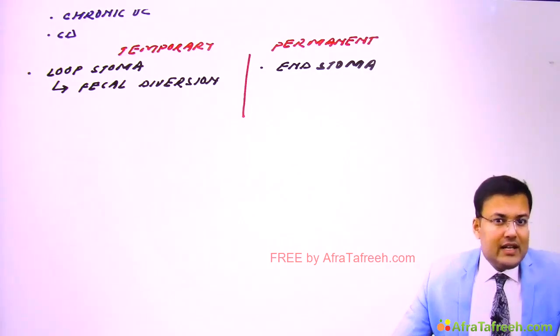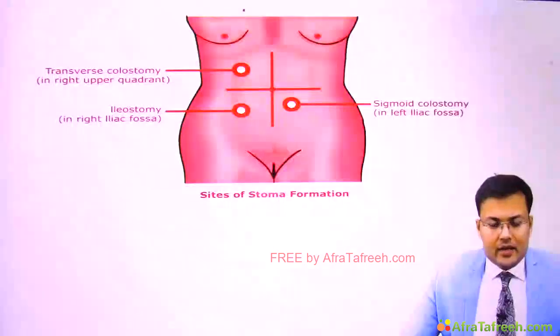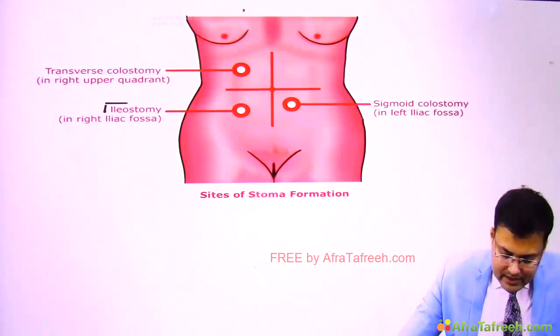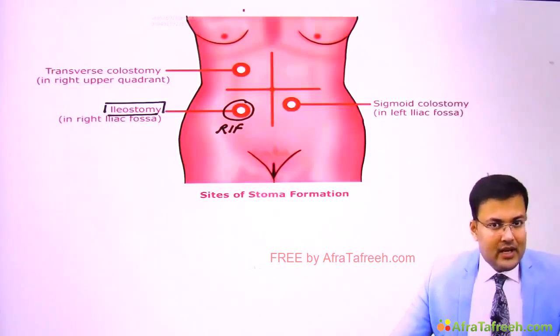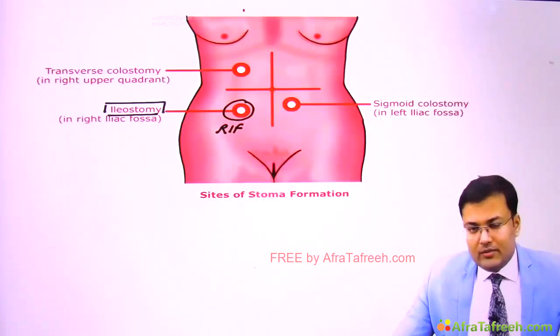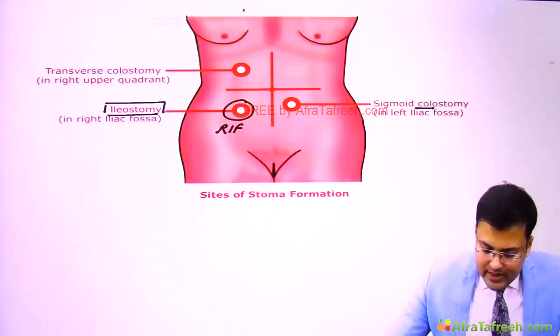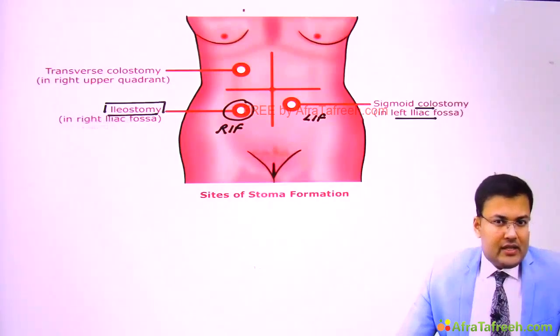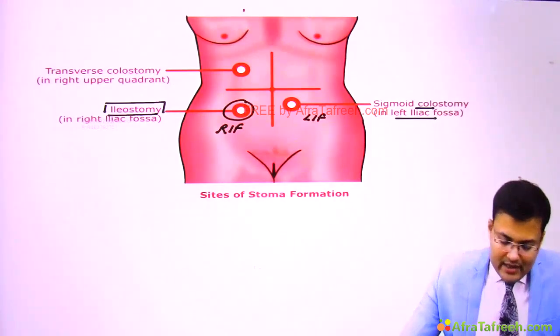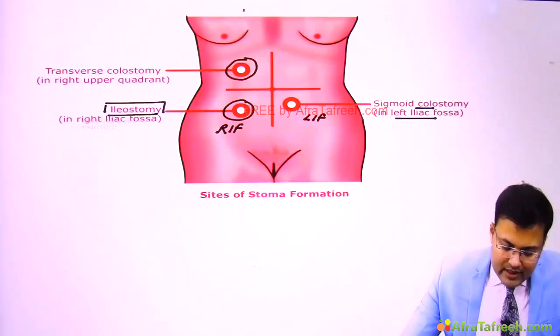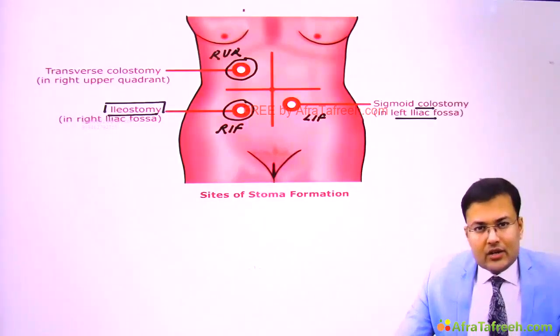Now see what are the sites of stoma. If you see ileostomy, generally this ileostomy is created in right iliac fossa. So we have to make ileostomy in right iliac fossa. Similarly, sigmoid colostomy, which is usually permanent if it's an end stoma, is created in left iliac fossa. Transverse colostomy, generally this transverse colostomy is temporary and it is made in right upper quadrant. Clear? So these are the sites of stoma.